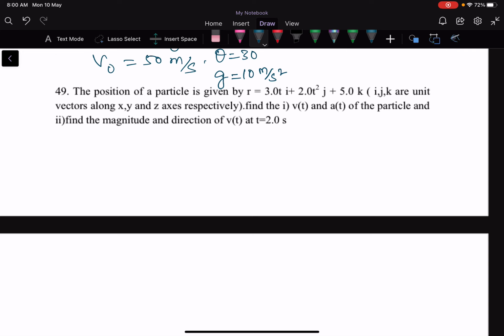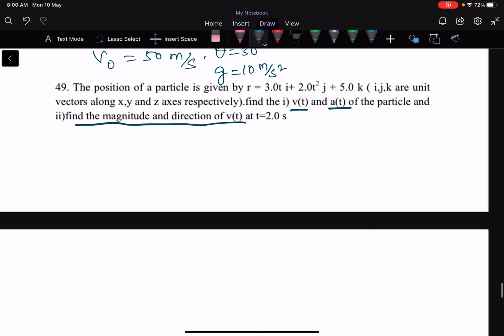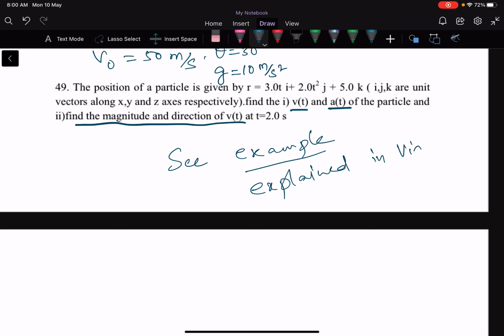The position of a particle is given by r equal to this much. Find v of t, a of t, and find the magnitude and direction of v of t at t equal to 2 seconds. See the example for this and solve this. It is explained in the video lecture also. Go through it and solve this question.